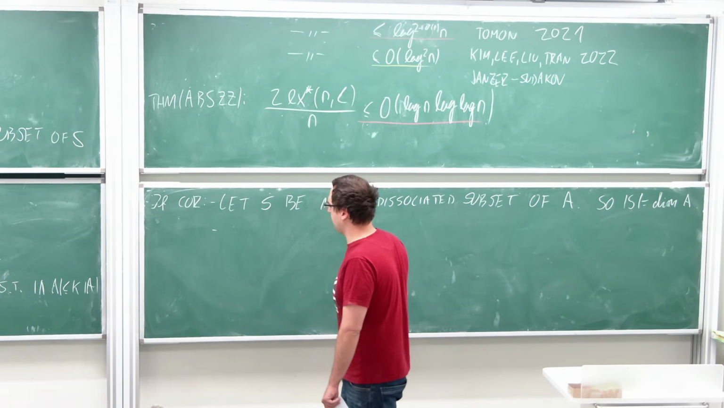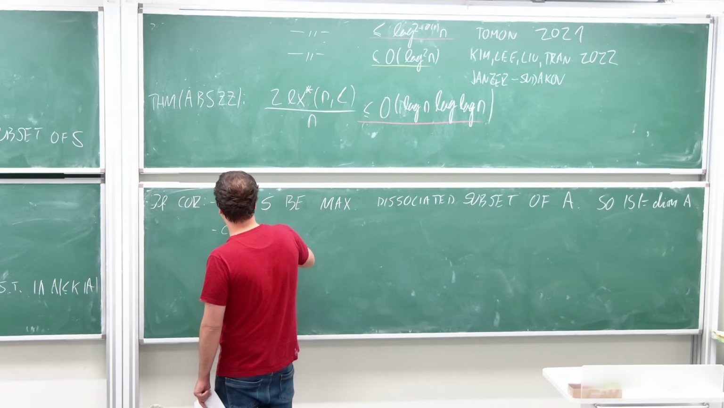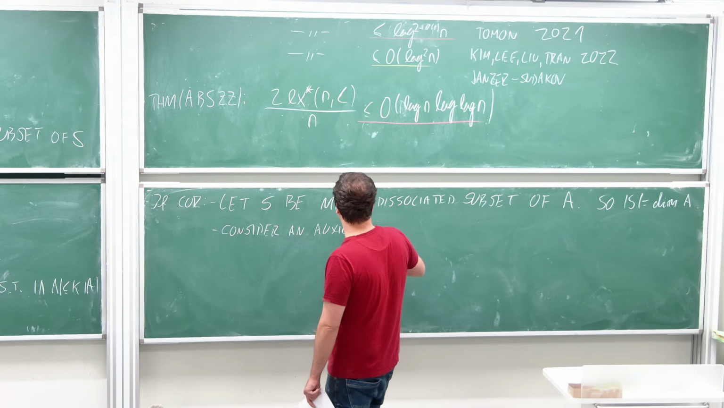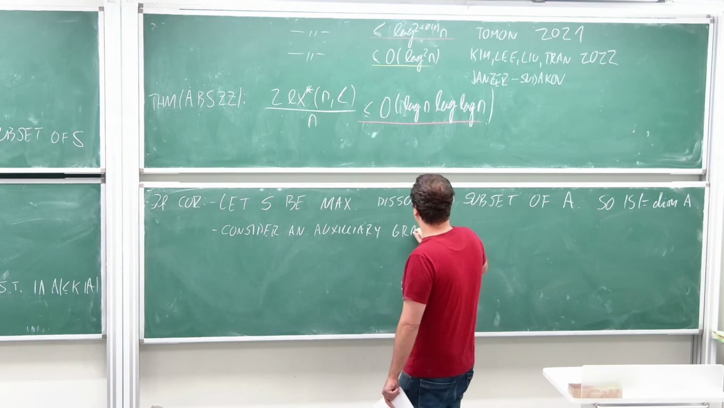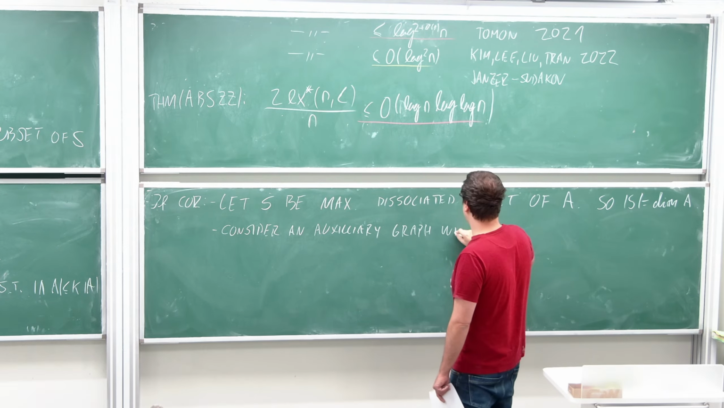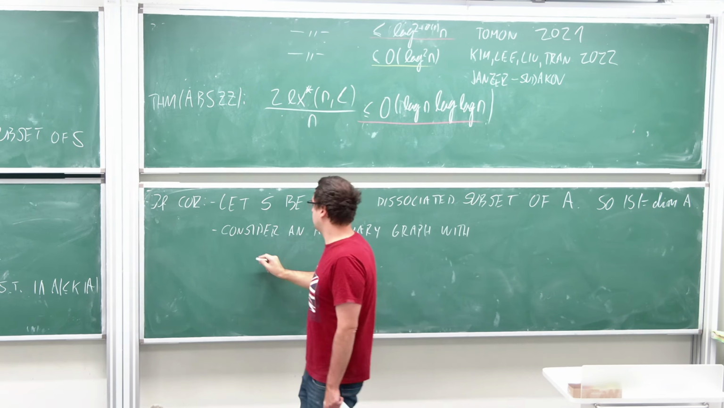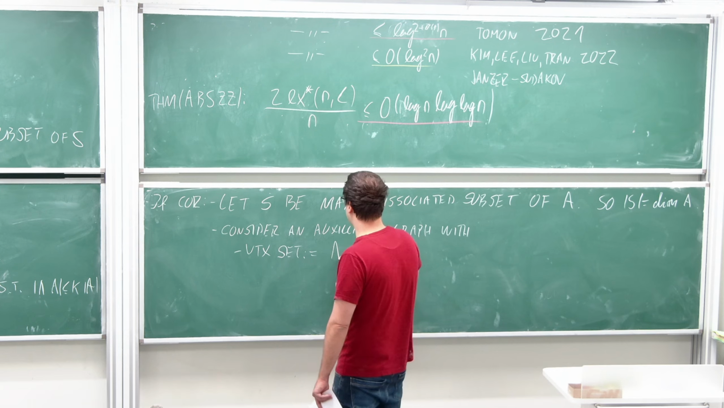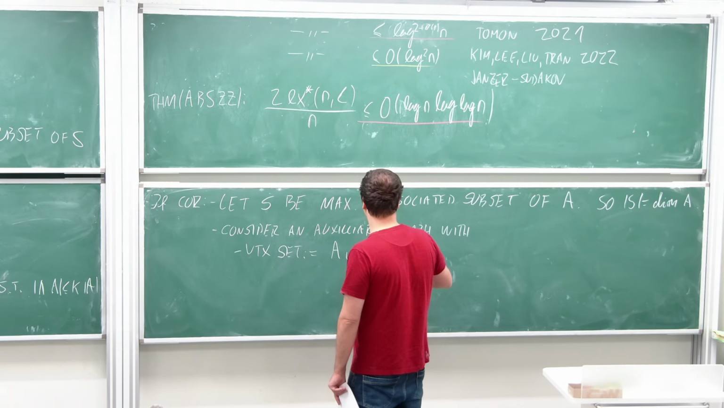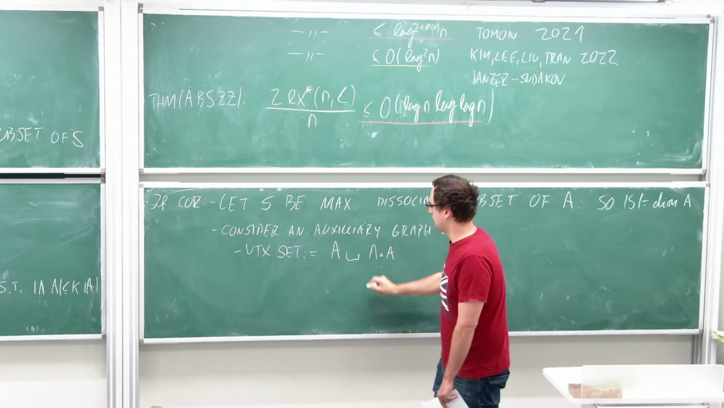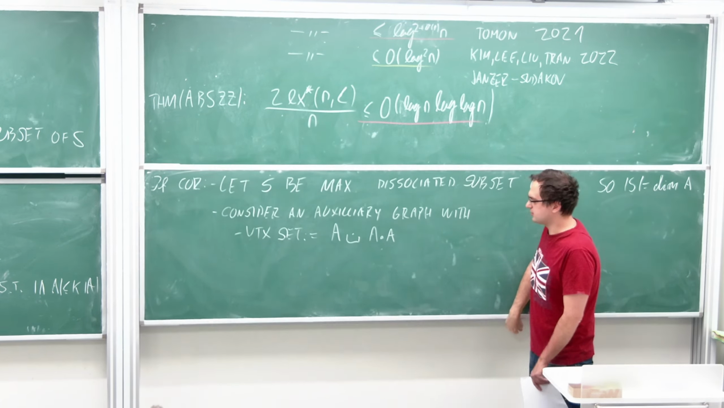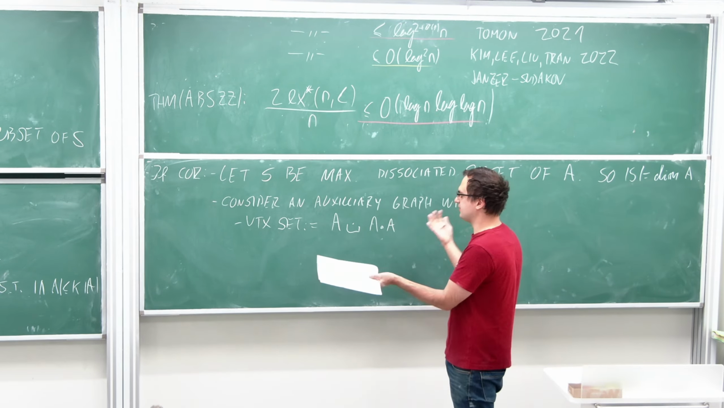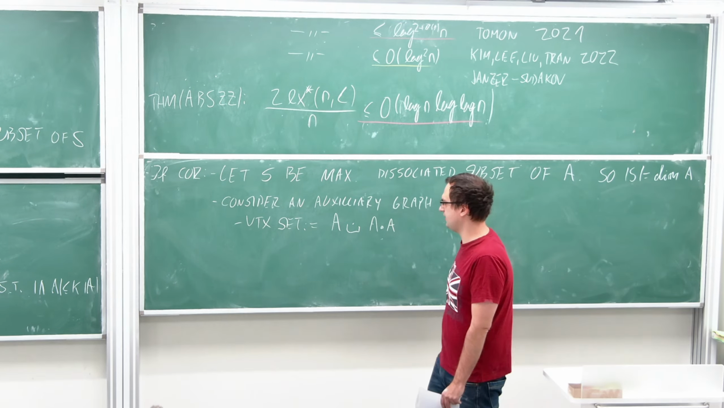And let's build an auxiliary graph. So consider an auxiliary graph with vertex set being just a disjoint union of A and A times A. This is my notation for a disjoint union. So you just take a set consisting of vertices in A, elements of A, and a disjoint copy of elements in A times A.